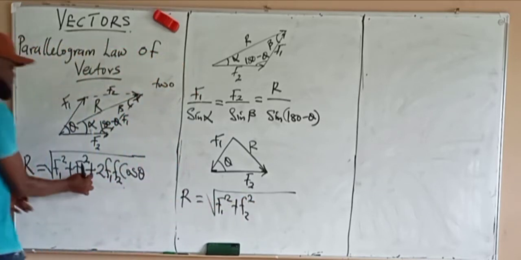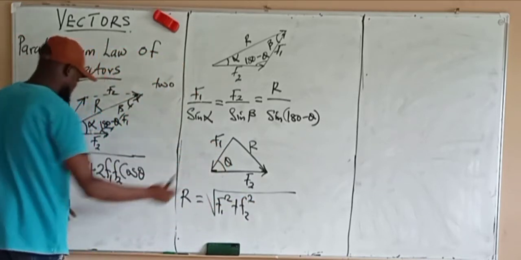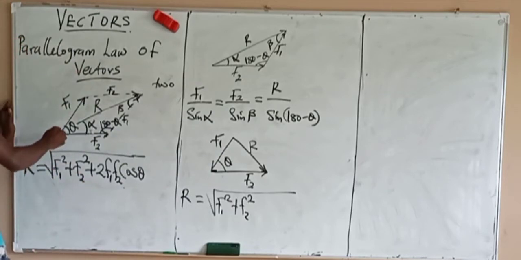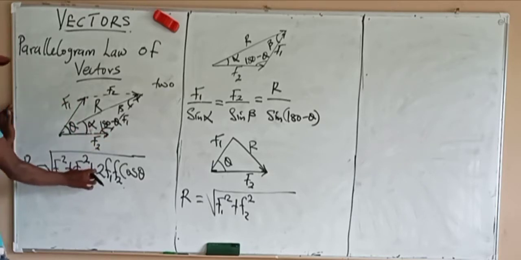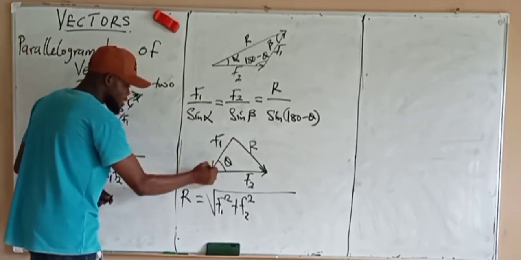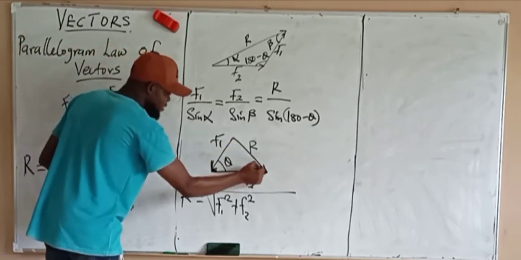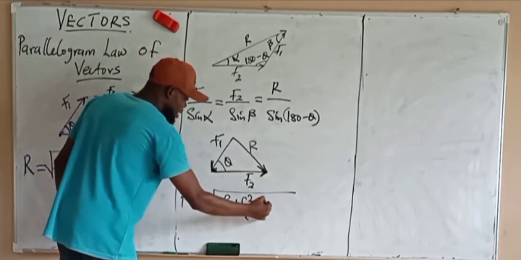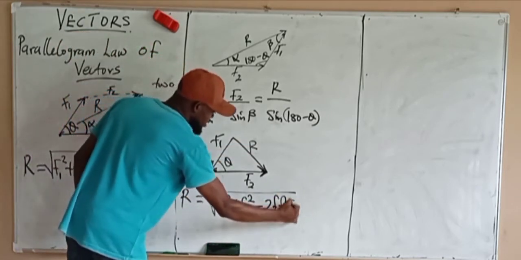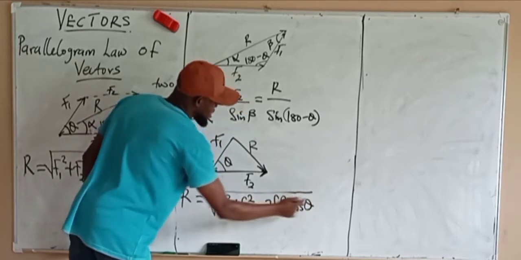plus F2 squared. But this plus sign here applies if both of them are leaving the starting point, and you're looking for the angle between them. This one is leaving the starting point, and this one is leaving the starting point, so use plus here. But if one of them is coming towards the starting point and the other one is leaving the starting point, the resultant will have minus 2 F1 F2 cos theta. That's how you do it.